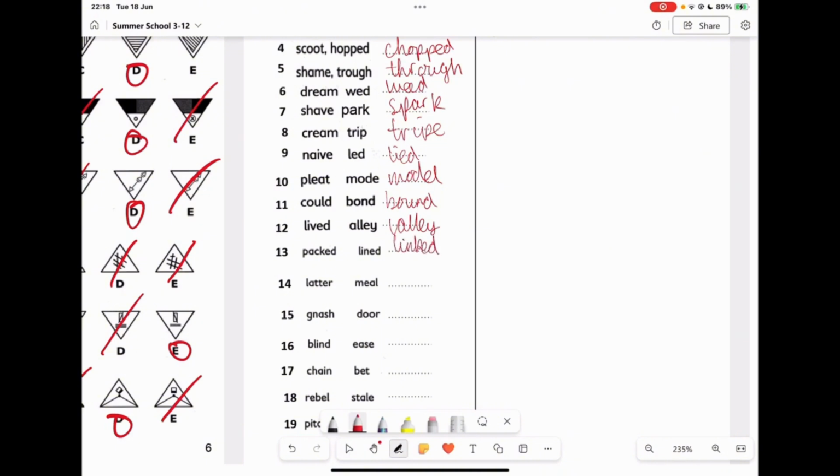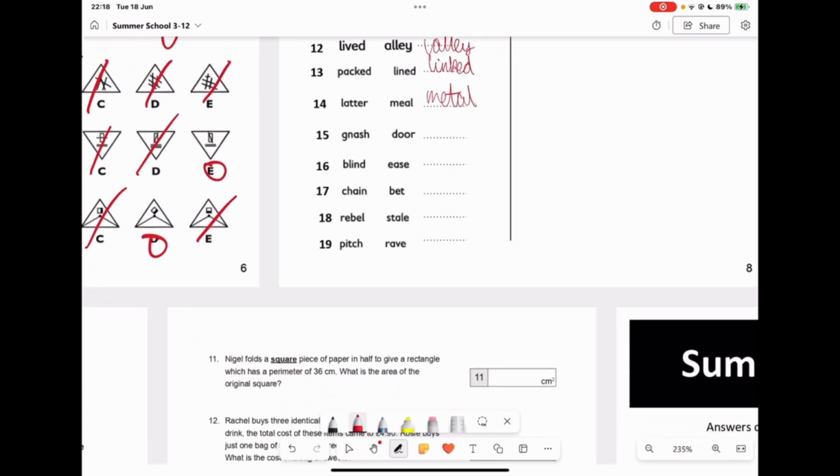Then latter and mill, we have metal. For Nash and door, we'll have donor. For blind and ease, we'll have lease. Chain and bet, we'll have beat. Rebel and stale, we'll have real and stable. For pitch and rave, we'll have pith and crave.